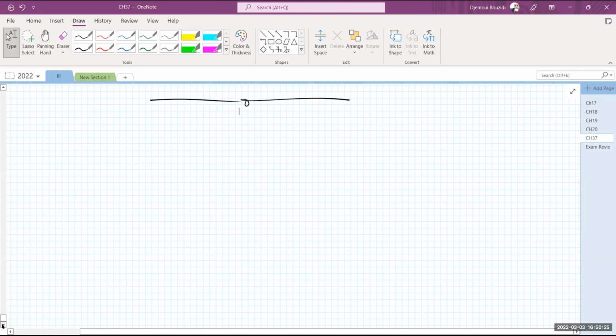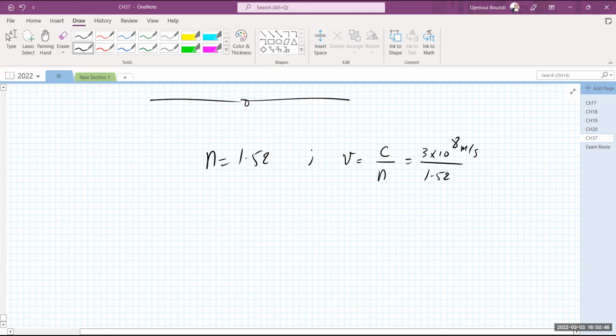So in this problem, they give you the index of refraction for the glass, which is 1.52. If we were to do this one in water, it would be a different index of refraction. The speed of light in a medium with an index of refraction n is c over n. So in this case, it's going to be 3 times 10 to the power 8 meters per second divided by 1.52. This is the speed of light in glass. This is problem 51 on the same page.